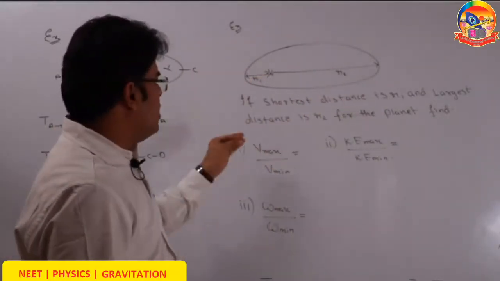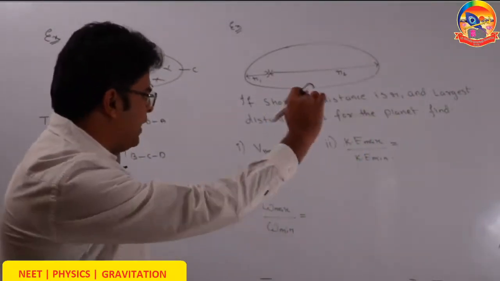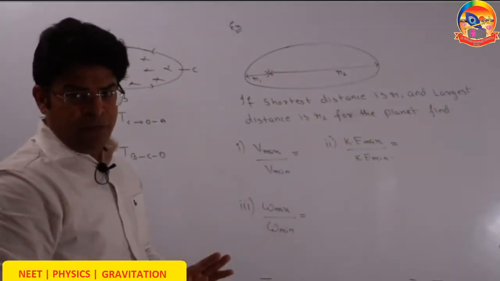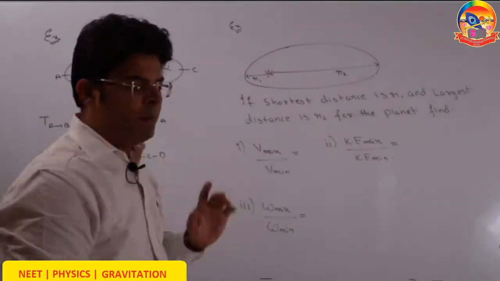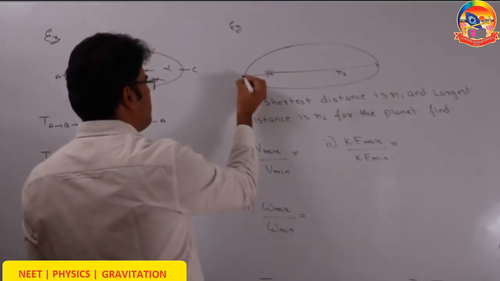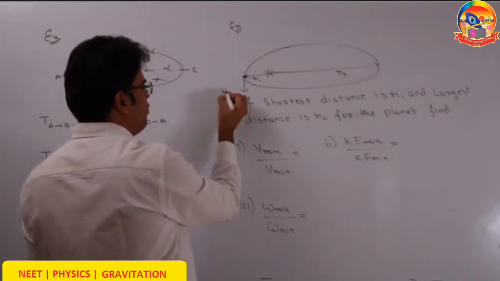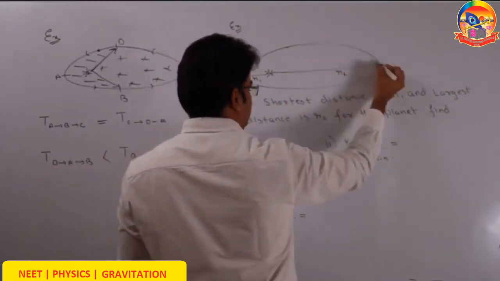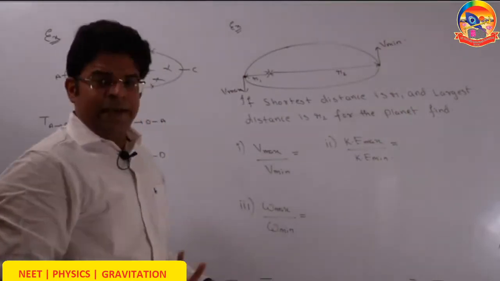They are asking, if the shortest distance is R1 and the largest distance is R2, find V max to V minimum. So what is the maximum speed of the planet and what is the minimum speed? We know that the speed will be maximum when R is minimum, from angular momentum conservation. So here you will have maximum speed, here you will have minimum speed. Now how to find their ratio?